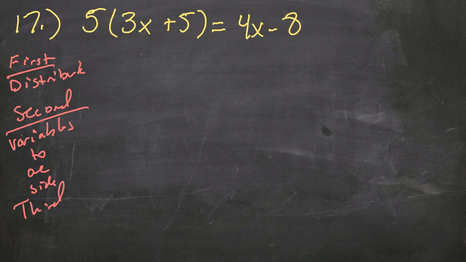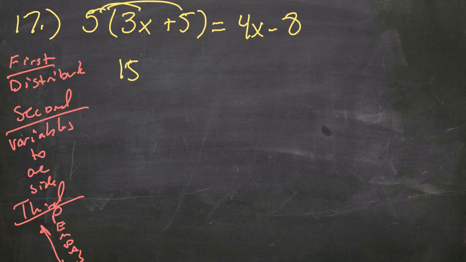Third, that's when you use PEMDAS backwards. Alright? So you have to do it in that order. So the first thing to do, 5 is the pizza delivery guy. He drops off pizza at 3x's house and 5's house. So I get 15x plus 10 equals 4x minus 8.